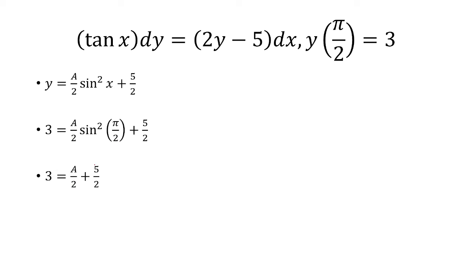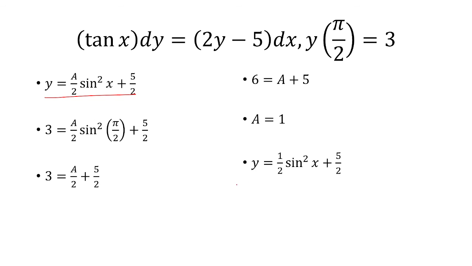So we have 3 equals a over 2 plus 5/2. Subtract both sides by 5/2, or actually multiply first by 2. So you can subtract by 5/2, or you can just multiply by 2. That way you get rid of the fraction. We have 6 is equal to a plus 5, and so a is 1. Now we plug it back into this equation and get that our solution is y equals 1/2 sine squared x plus 5 over 2.